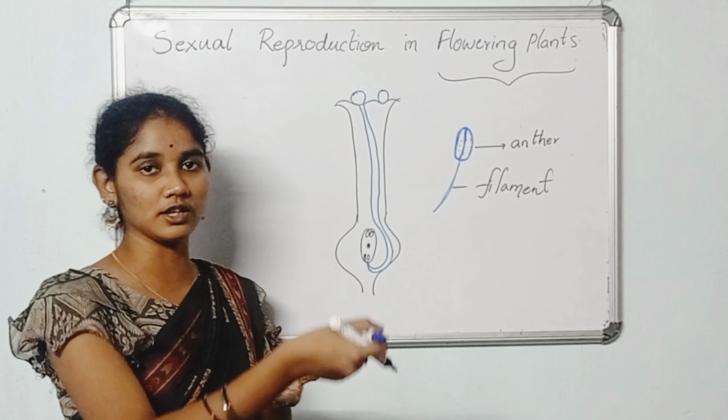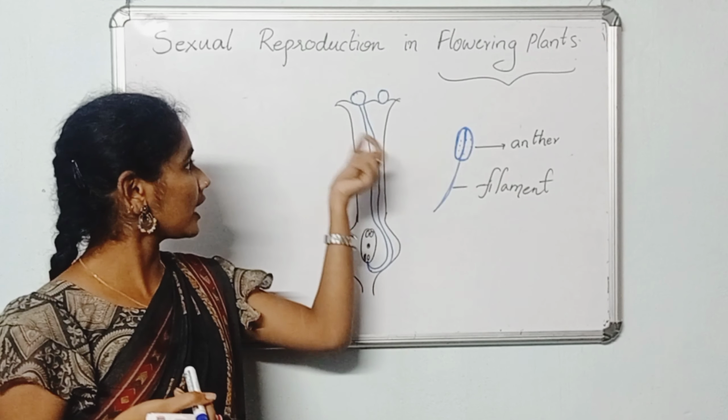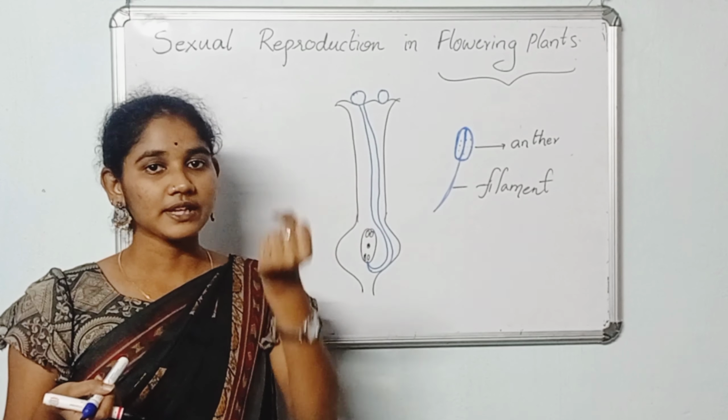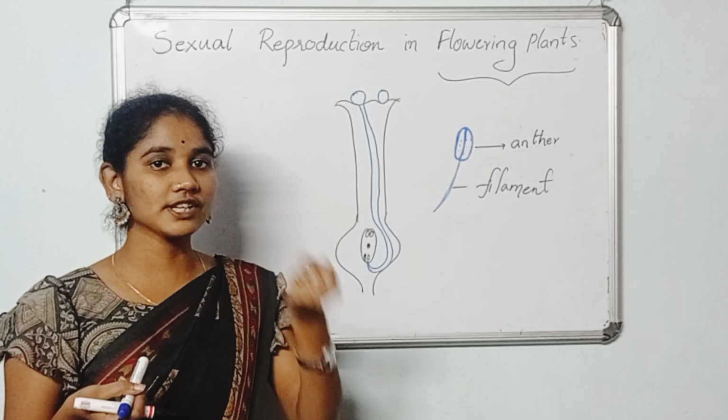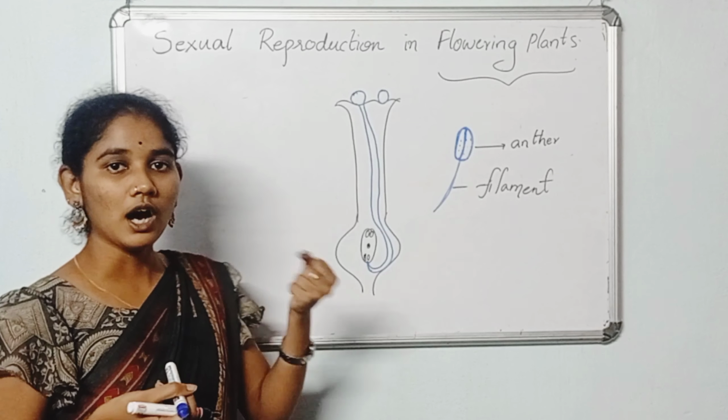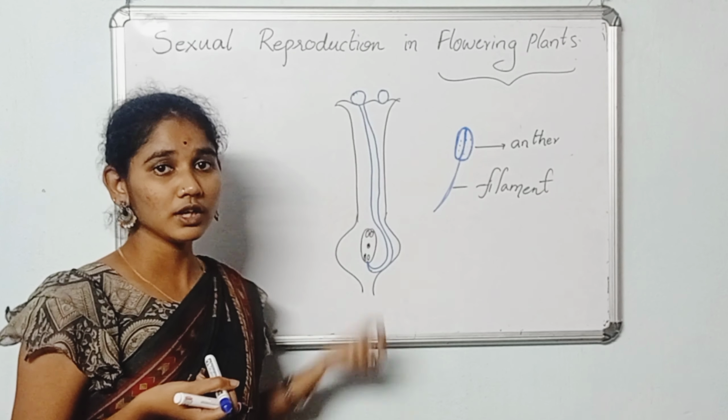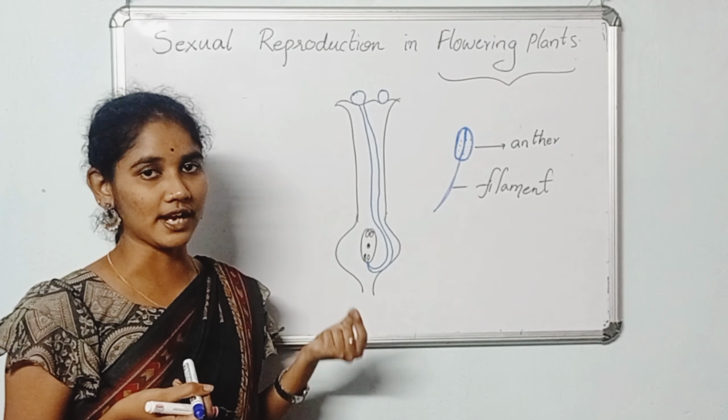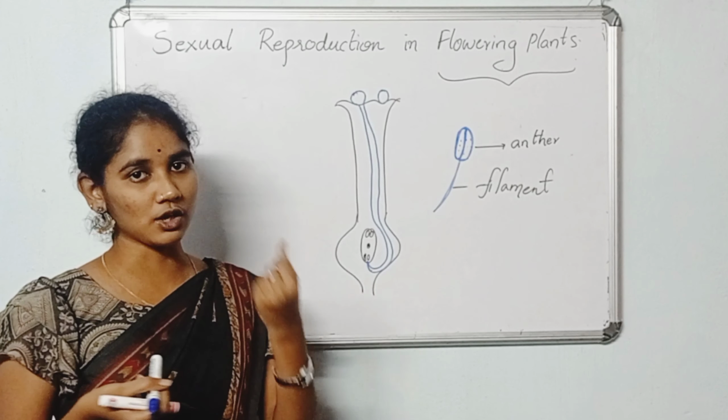If it goes to another flower, this pollen touches the stigma. The stigma catches the pollen and it sticks to the stigma. Later, it enters inside. So as I told you, in the pistil there are three main parts.